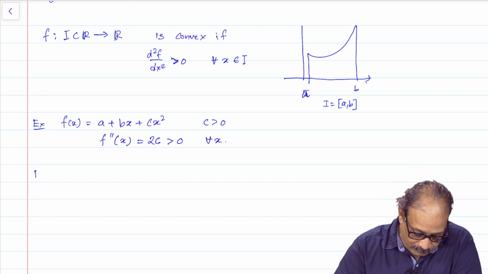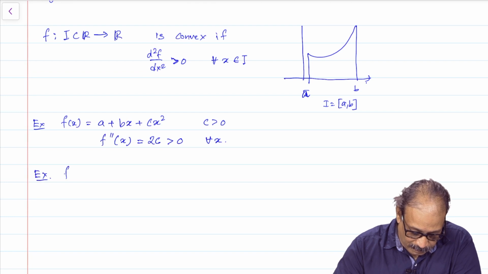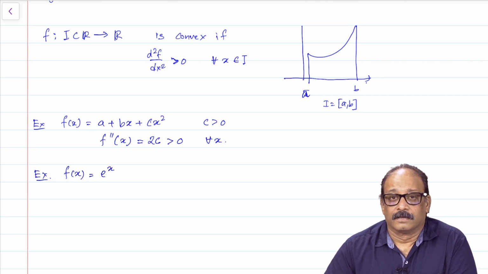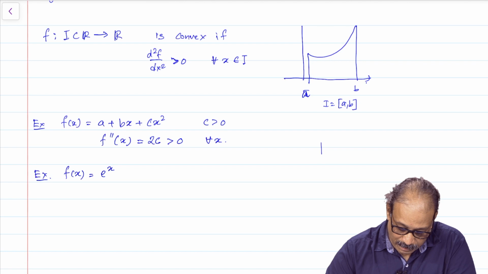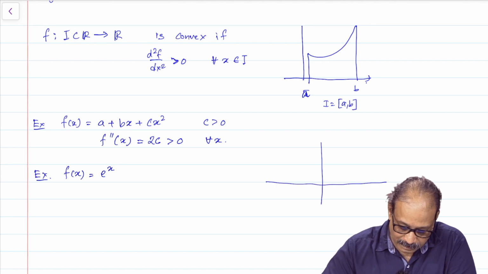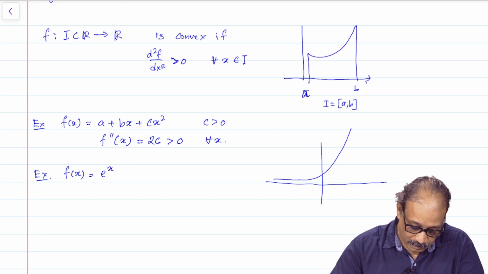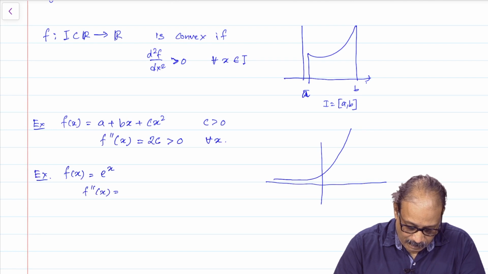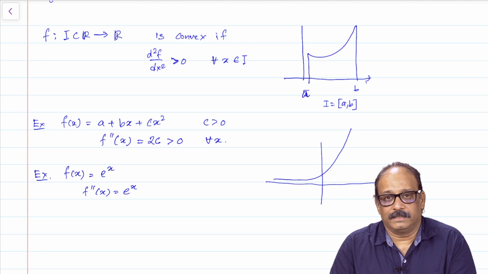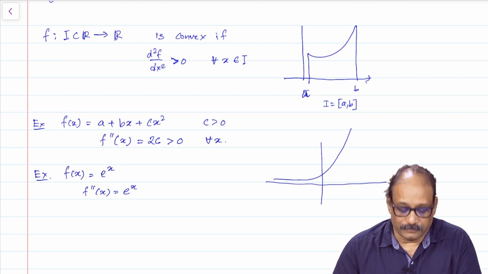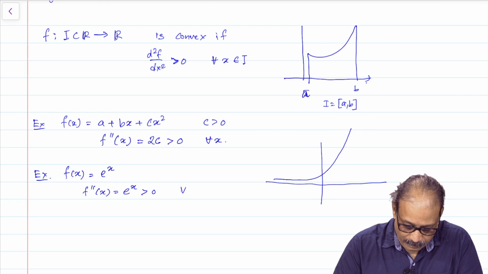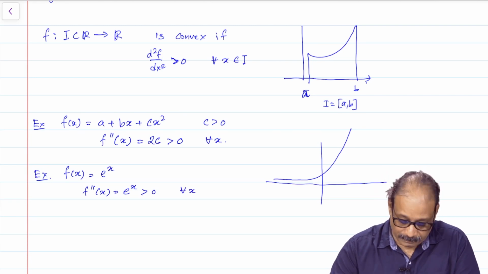Another example would be the exponential function, e to the power x. What is the shape of e to the power x? It is something like this. It grows exponentially on the positive side, and on the negative side it approaches 0. Now, the second derivative of this is again e to the power x, and we already know that the exponential function is always positive. So, this is always positive and hence is a convex function.